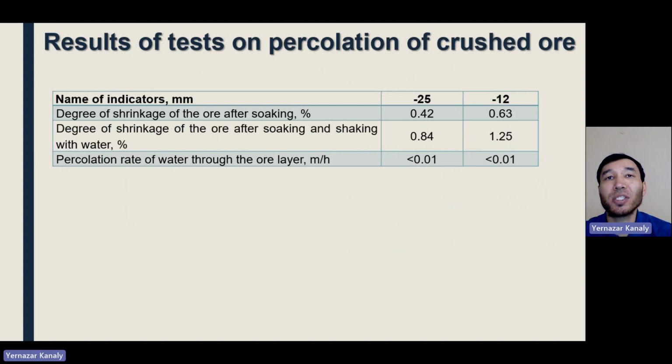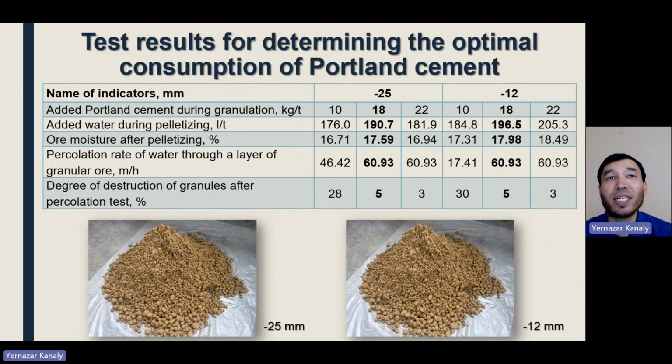According to the results of percolation tests, the percolation ratio of water through the ore is many times lower than the regulated one, so the ore without preliminary granulation is not suitable for heap leaching. Tests were carried out to work out the optimal pelletizing modes. Cement consumption was 18 kilogram per ton of ore. The picture below shows photos of pelletized ores.